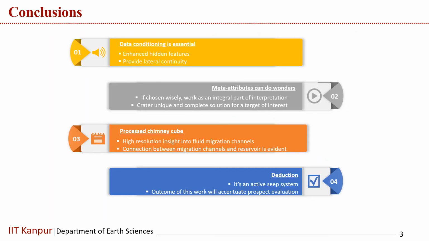To summarize, we can say that data conditioning is very essential because it highlights the hidden features present in the seismic data. Second, meta attributes can do wonders. They make your interpretation easier, more robust and much more reliable, because when you are using artificial intelligence, it gives you the flexibility to combine as many attributes as you think are important to highlight your target geobody.